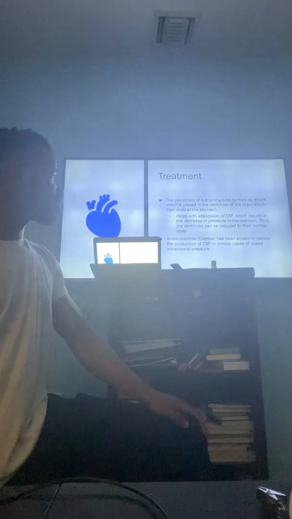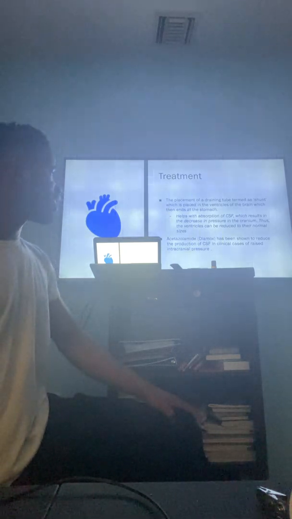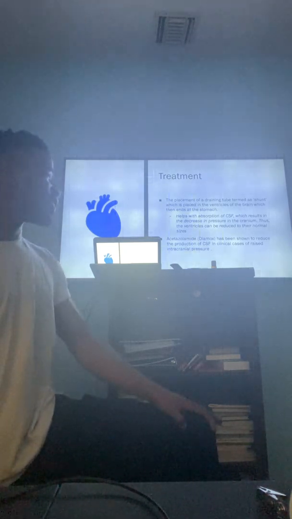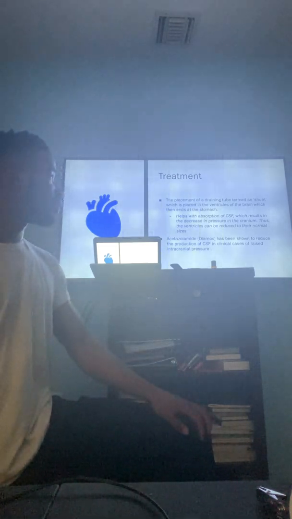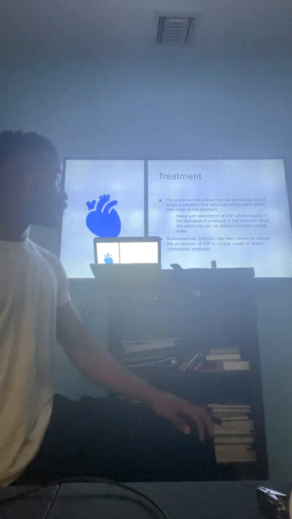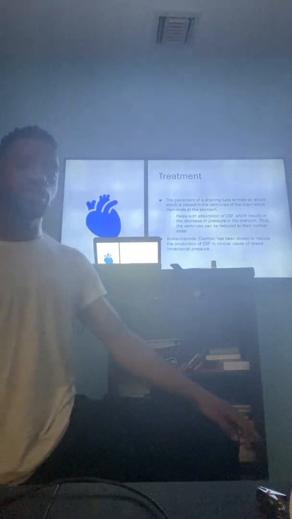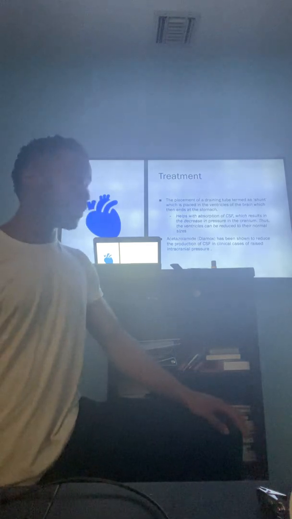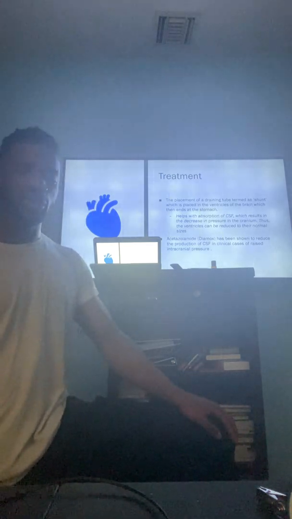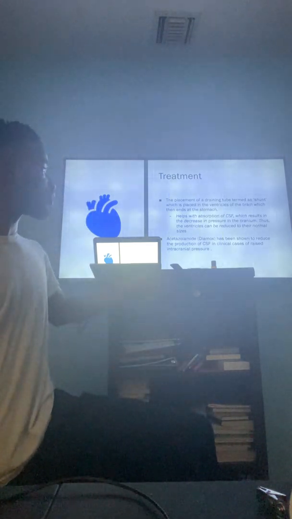And there's also a drug, I don't know how to pronounce it, it's called acetazolamide, I don't know how to say it. But this drug is used to reduce the production of cerebrospinal fluid in the brain in clinical cases that have raised or decreased intracranial pressures.